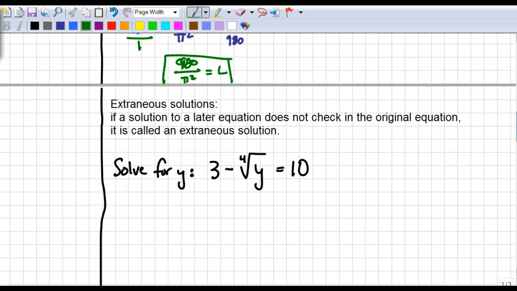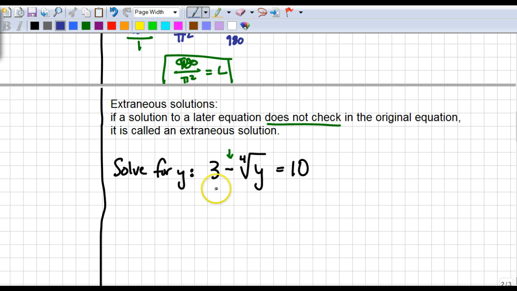The final topic for today is extraneous solutions. Sometimes when you're solving and there's a radical involved, particularly when a negative shows up, sometimes the answer does not check. So when that happens, all you're going to do is label your answer as extraneous at the end. So let me show you what that looks like.